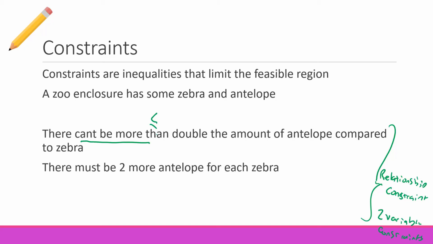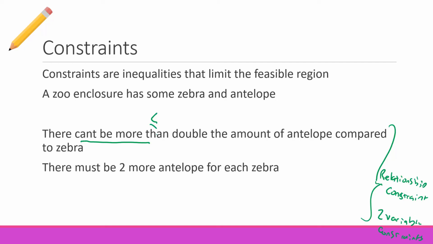Now this is actually relying on one of the ideas that we learned when we talked about algebra, where we were dealing with, oh, a book is 3 times the price of a pencil. So this is that same sort of idea which we struggled with back in the day. So we know that the antelope can be double the amount of zebra, but it can't be more than that. How do we know that? Because there can't be more than double the amount of antelope compared to zebra.